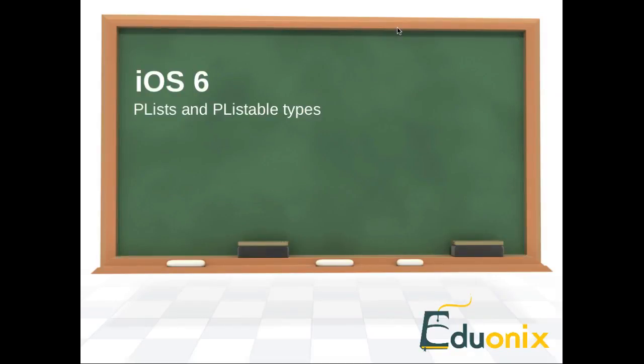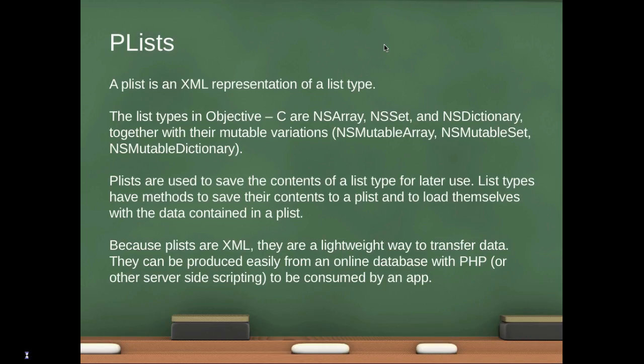Hi, welcome back. Now we're going to begin to talk about some concrete objects that we use, or class types, that we use over and over and over again in Objective-C development for iPhone apps. These are called plistable types, and their underlying XML representations are called pLists. The P in plist stands for property. So these types have properties, and there are three basic types with their mutable variations. That's what we're going to discuss today.